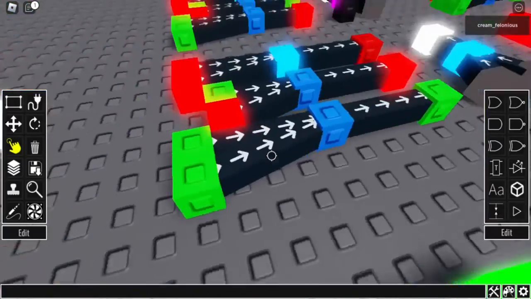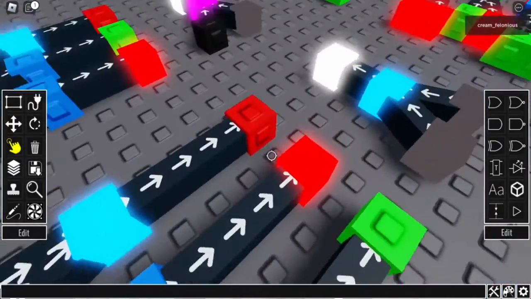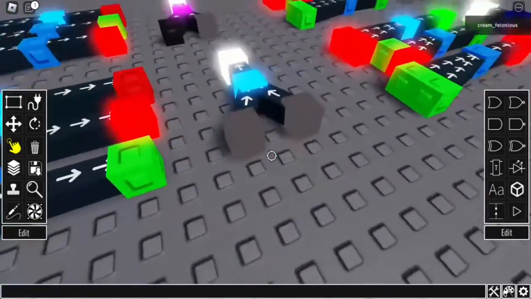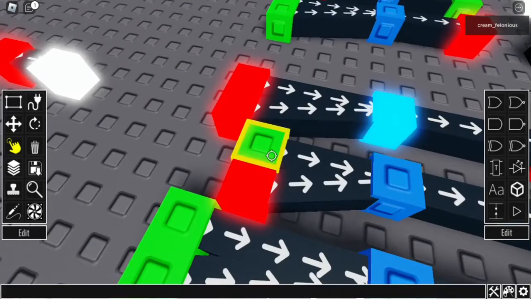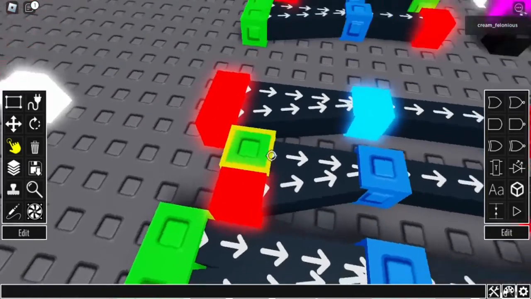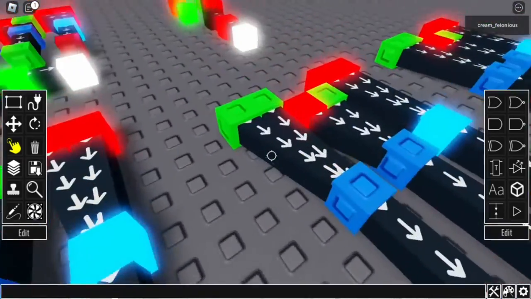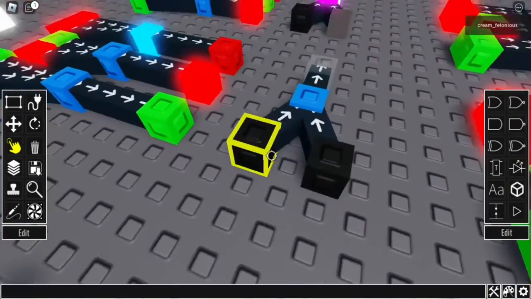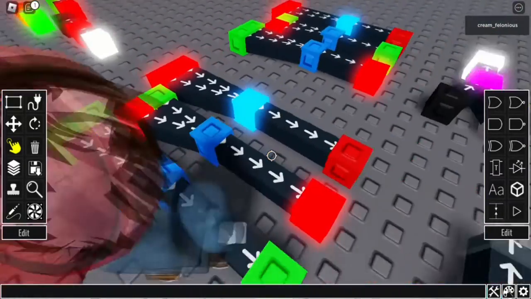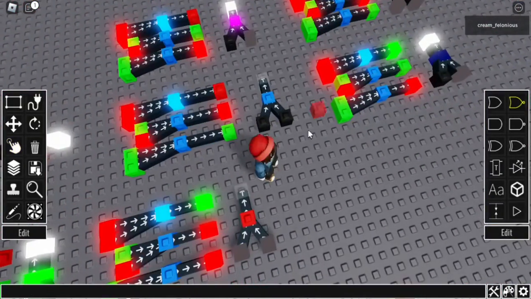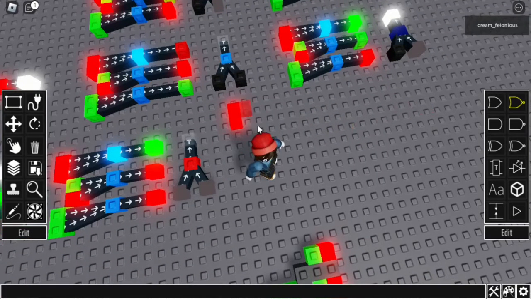Now let's continue to the AND gate. If both inputs are off, the output will be off. Let's turn both of them off, the output's off. If at least one of these is on, the output is still off. When both are on, it's on. So you get the gist of this. We can reconstruct this truth table like so.